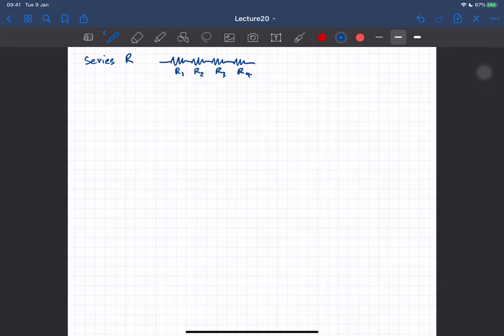So this is equivalent to having a single resistor, R total, where R total is equal to R1 plus R2 plus R3 plus R4. And then if you have R5, R6, R7, you just keep on adding. All right. So combining resistors is probably most useful if you want to find the total current flowing in the circuit. We're going to look at the example in a few moments. But this is the formula that you probably need to remember.